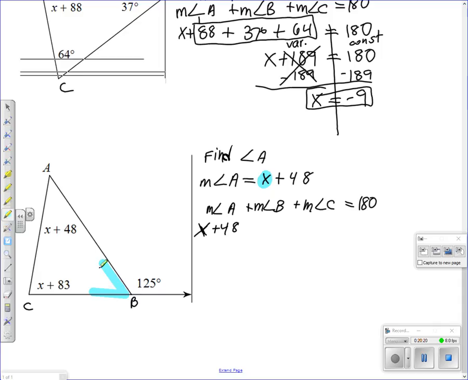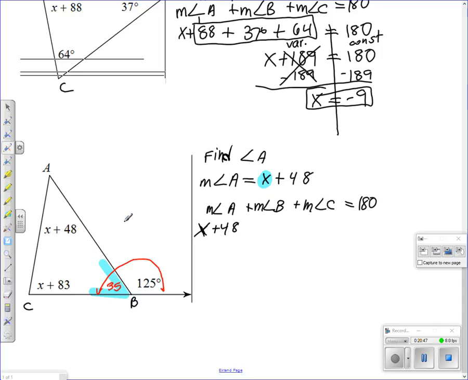So the way you do it is you do the following. The measurement from here to here, because this is a straight line, will be 180. So 125 plus what gives me 180? Well, 125 plus 5 gives me 130, and 30 plus 50 will give me 180, so this will be 35.